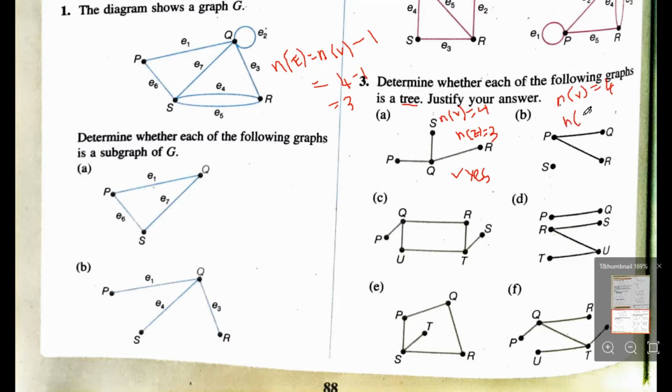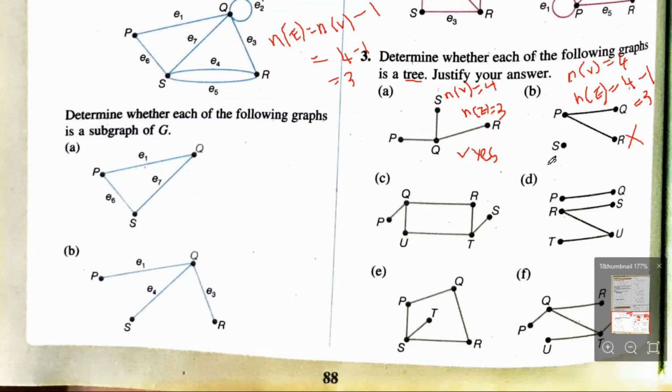So our number of edges, we have to follow this formula. So 4 minus 1 equals to 3. But here we only have 2 edges. So this is not a tree. Okay, because number of edges must be equals to 3. It has to fulfill this formula. Okay, so this one, justify your answer. You just write that number of edges not equals to number of vertices minus 1. We have to give the reason.